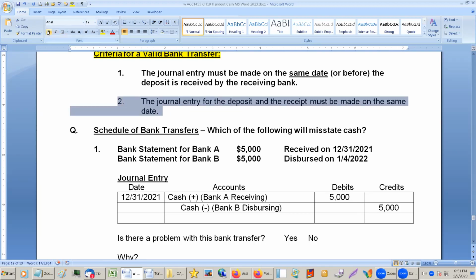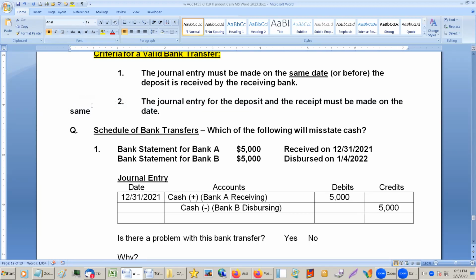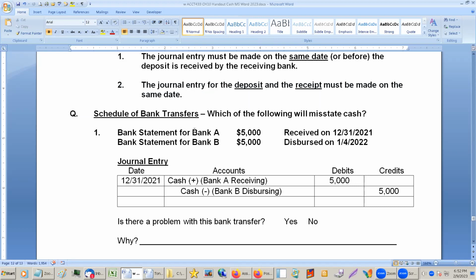And secondly, the journal entry for the deposit and receipt must be made on the same date. So the journal entry has to be made at the same time as the deposit or ahead of time. It also must be made at the same time, so the receipt and deposit must be made on the same date.